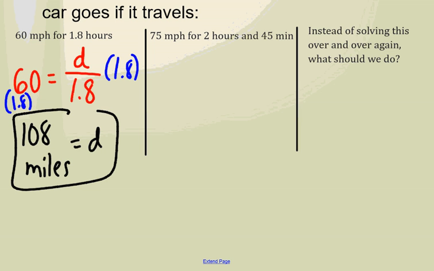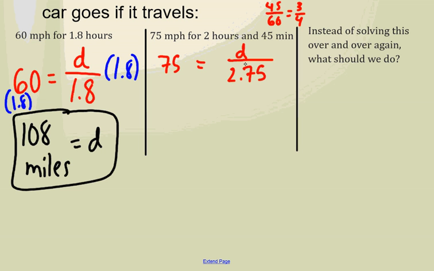Second one says, how far does the car go if it traveled at 75 miles per hour and it did so for 2 hours and 45 minutes? How am I going to put that in there? Is it 2.45? No, because 45 minutes is definitely more than half of an hour. So 45 minutes is 3/4 of an hour, because if you do 45 divided by 60, you're going to get 3/4. So 0.75. So this is 2.75 hours is how long we traveled for.